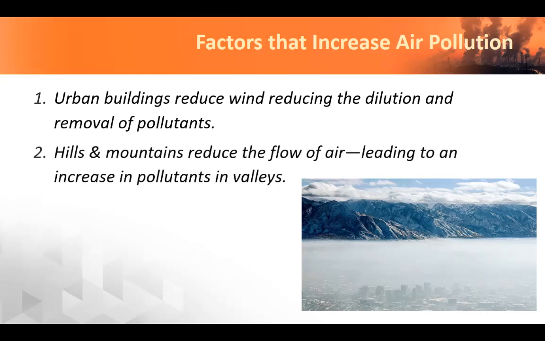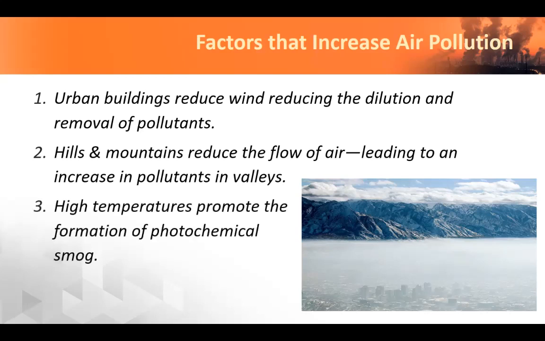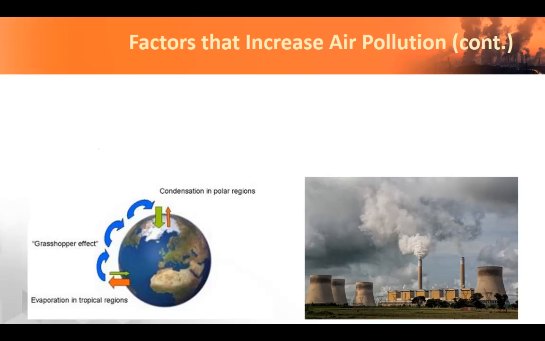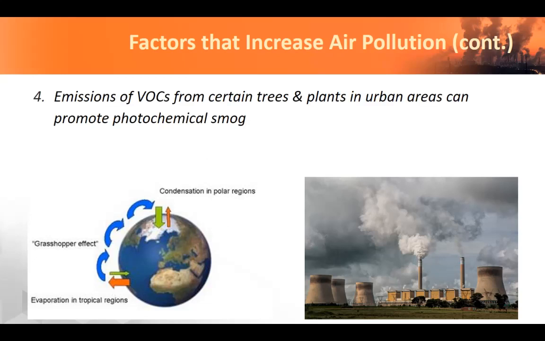Hills and mountains can do a similar thing. They can reduce airflow, leading to an increase in pollutants, especially in valleys, like we live here in the Willamette Valley. Okay. High temperatures promote the formation of photochemical smog. We'll talk more about smog later, but you get these things like inversion layers, and they trap this material down in that colder layer. And so you end up with it stuck in these valleys. You have the emissions of VOCs from certain trees and plants in urban areas can promote photochemical smog.